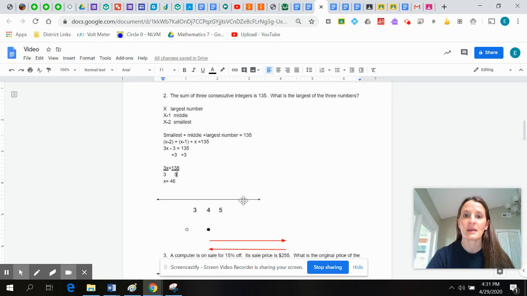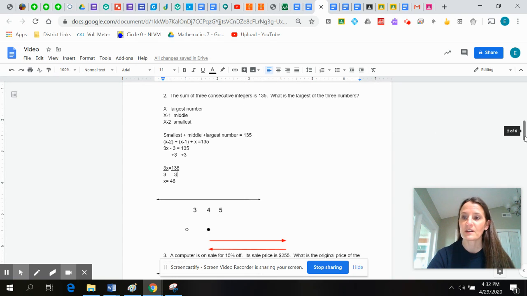So what does that mean? That means my largest number is 46, my middle number is 45, and my smallest number is 44. And if you add up 44 plus 45 plus 46, do you get 135? You do. Can this be done without algebraic models? Yes, it can. However, we are at the point where we need to be able to write algebraic equations, algebraic models, algebraic inequalities, because that is a requirement of the 7th grade.